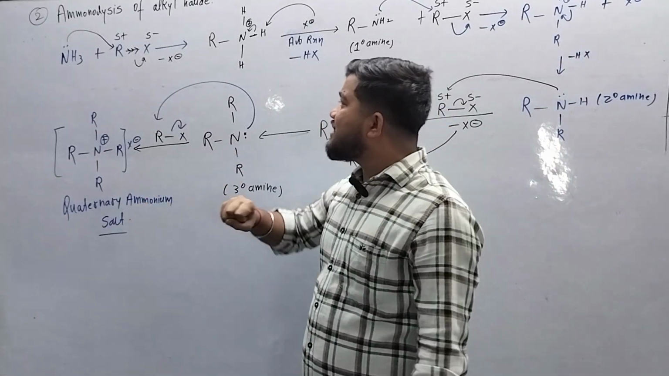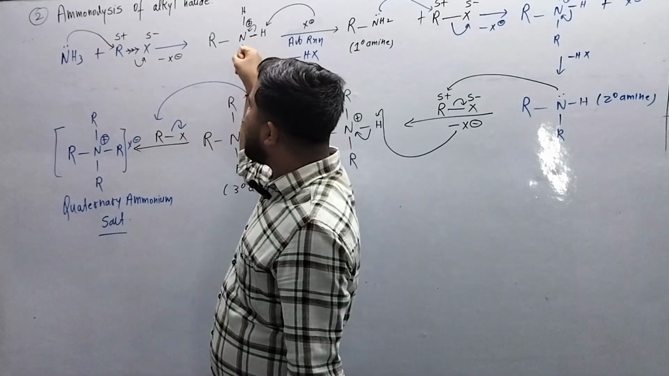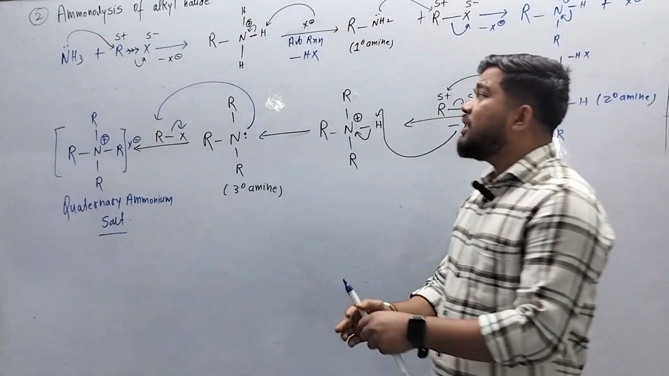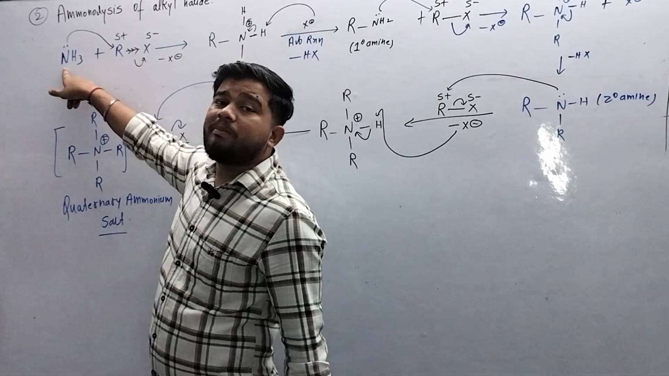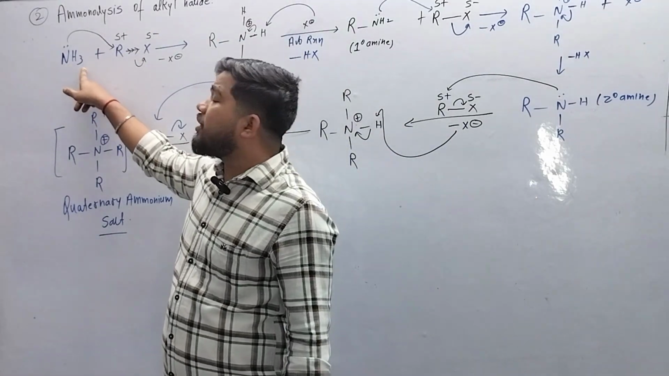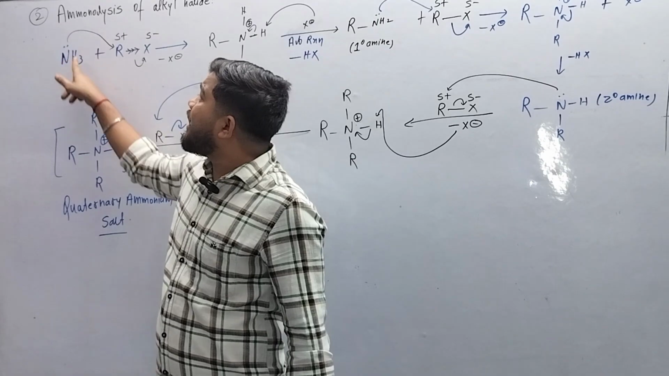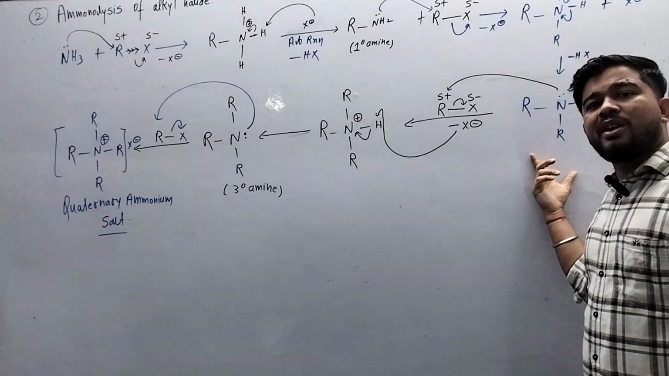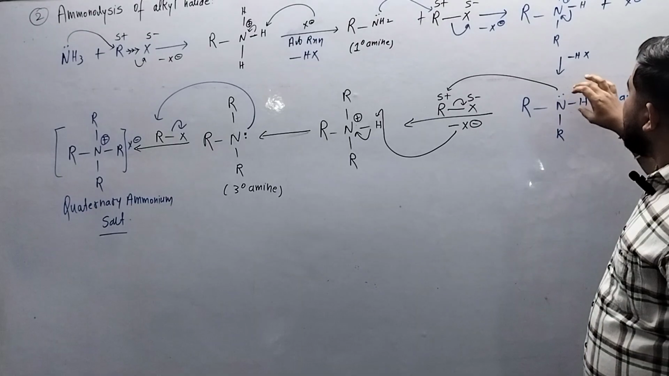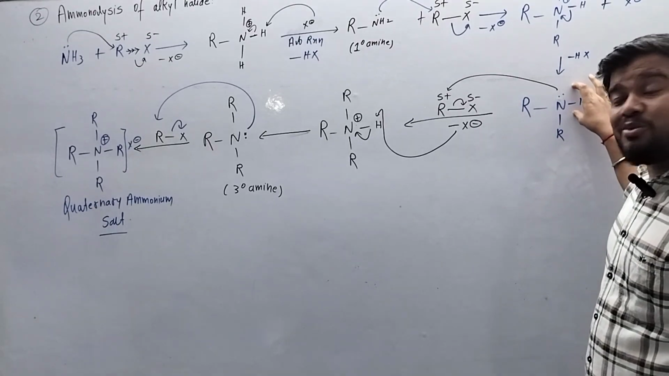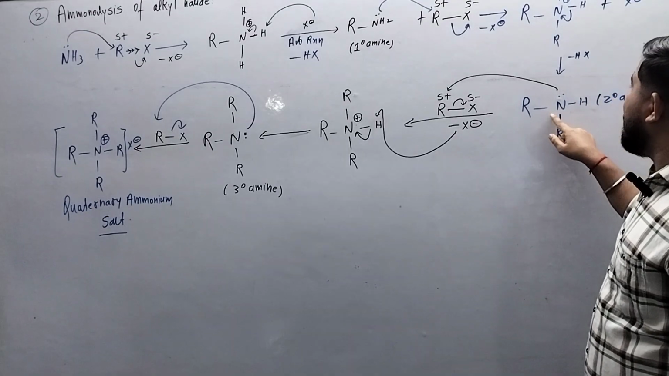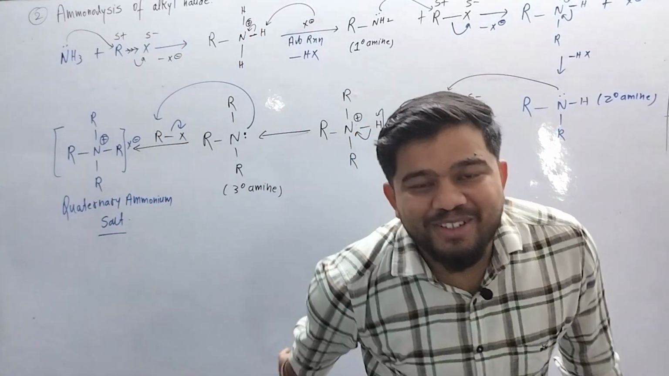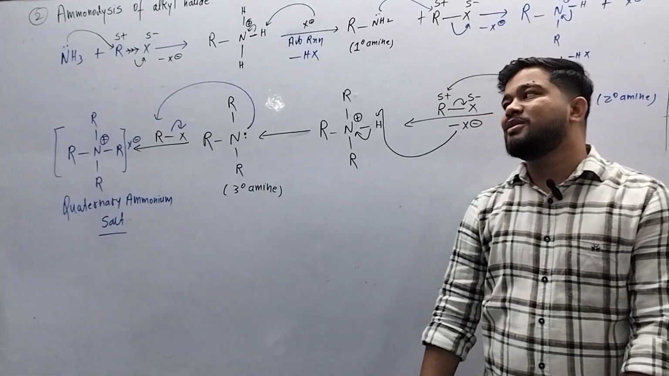That means from a given reactant, if you are asked how many moles of alkyl halide are used, simply count the number of lone pairs on the nitrogen and the number of hydrogens. For ammonia, that means 1 lone pair and 3 hydrogens. If you take the example of a 2 degree amine, the number of lone pairs on nitrogen is 1 and hydrogen is 1. So 1 plus 1 is 2. That means the moles of alkyl halide used is 2.